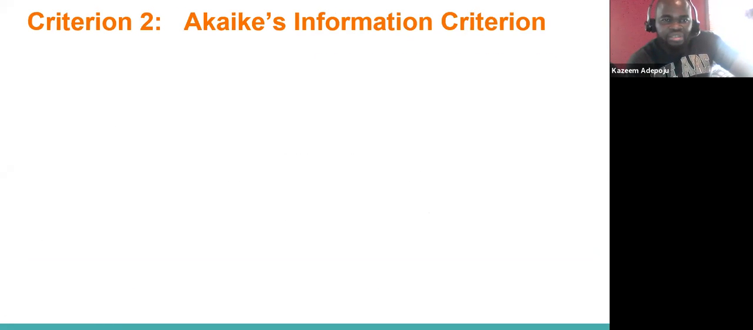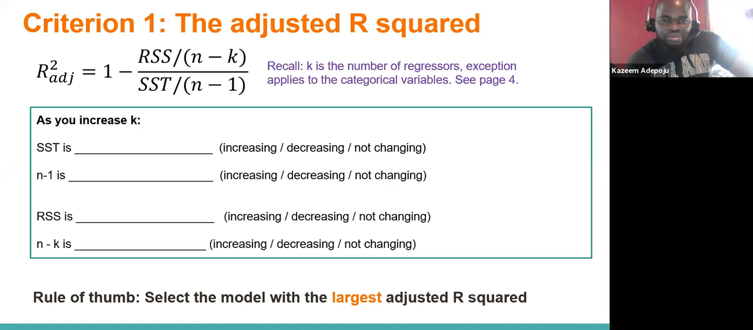Now, SST means sum of square total, which is the total variation. If you increase your number of regressors, I need someone to answer this question now for extra credit. If you increase the number of regressors in a model, what will happen to the sum of square total? What will happen to the total variation? Is it going to be increasing, decreasing, or not changing?